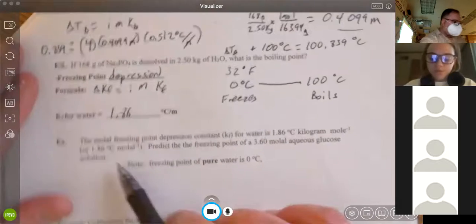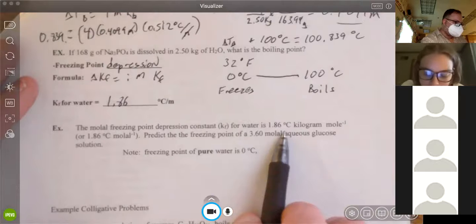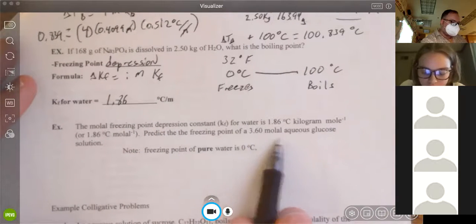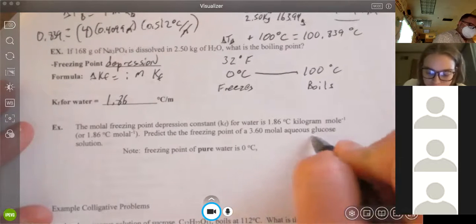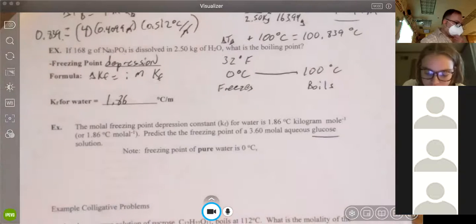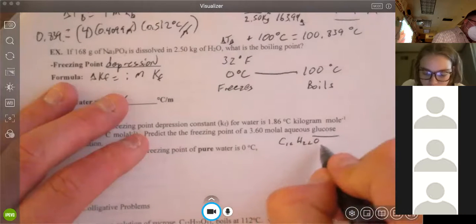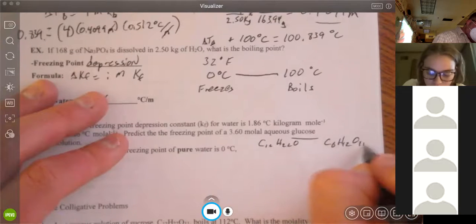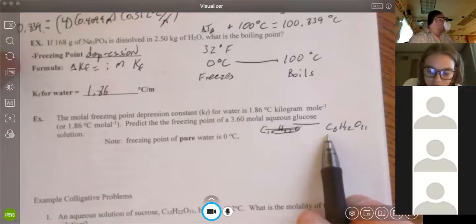So here's our example. The molal freezing point depression constant for water is 1.86. We got that? Predict the freezing point of a 3.60 molal aqueous glucose solution. So notice this is glucose. Glucose, do you remember C12H22O6 from your biology days? I'm sorry, that's sucrose. C6H12O6 is glucose. So if we take a look, is this a metal? Carbon? Is carbon a metal?